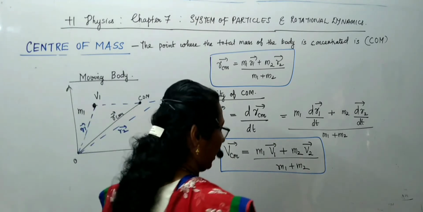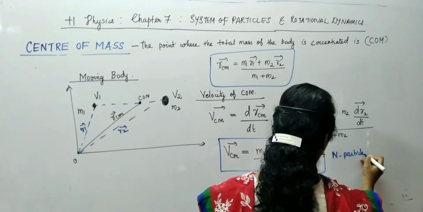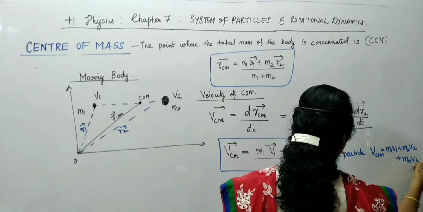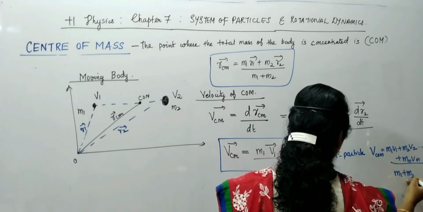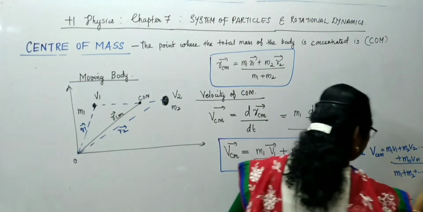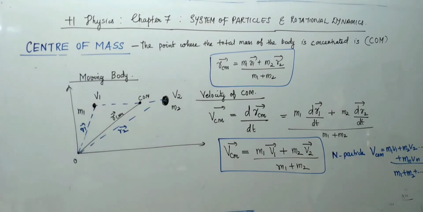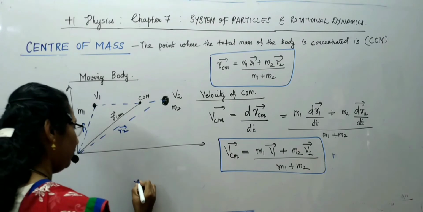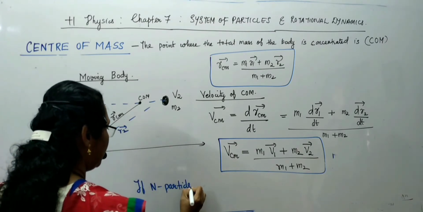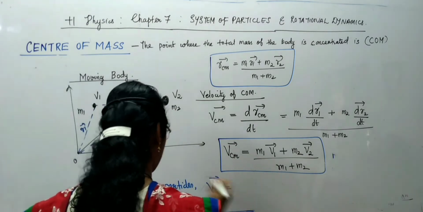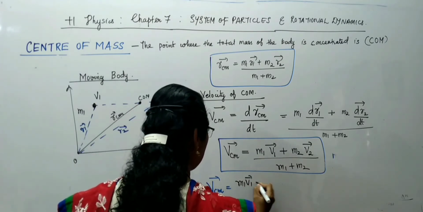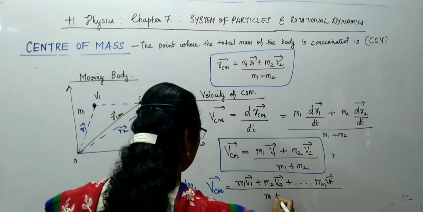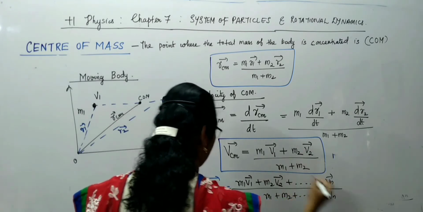Clear? If there are n particles in the system, you will write vcom as m1 v1 plus m2 v2 plus up to mn vn by m1 plus m2 plus up to mn. Njan nokkikkotte board. Okay, last kaanan pattunnundo? So we will write here, if there are n particles present in a system, similarly vcm can be taken as m1 v1 plus m2 v2 plus up to mn vn by m1 plus m2 plus up to mn. Clear?